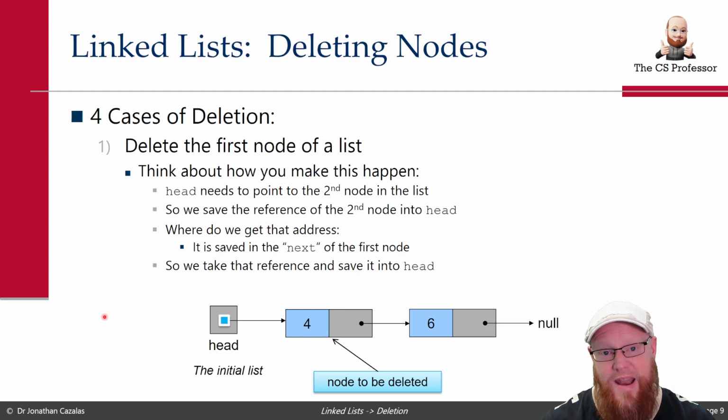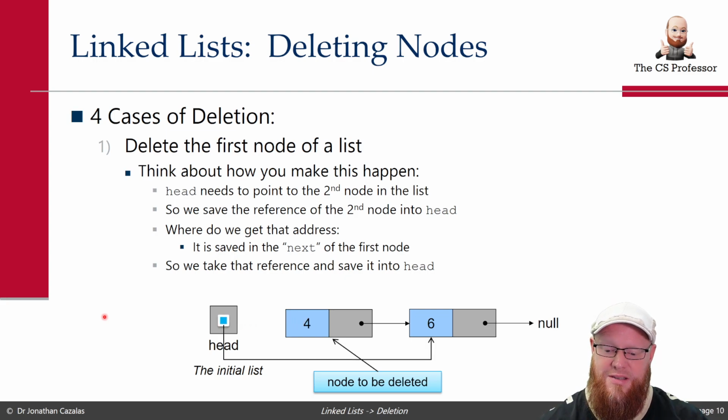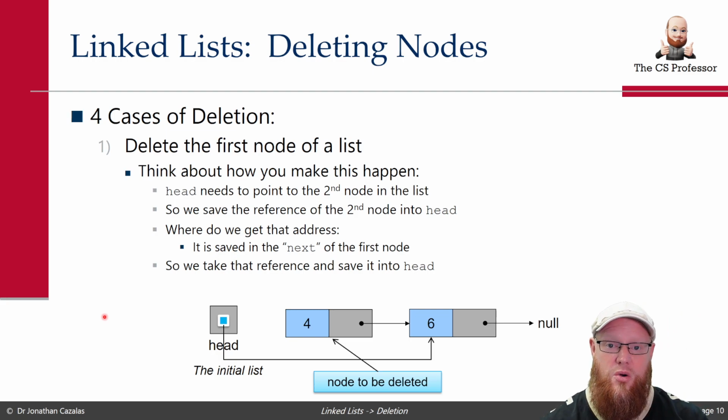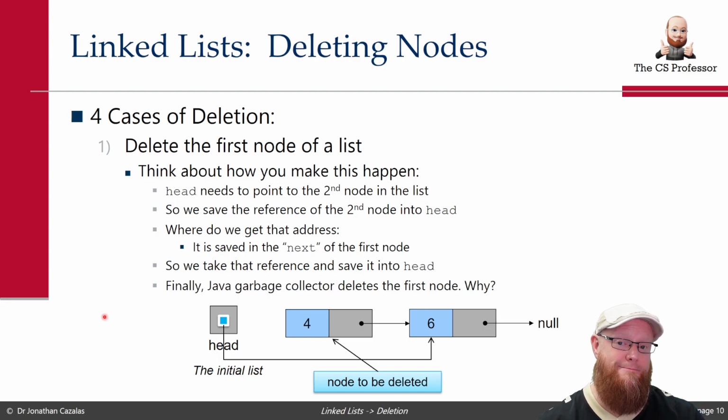And when we save that address into head, I'm going to do it again. I love the animation. We save that address into head. The consequence is head now points directly to that second node, we have bypassed that first node. No one is pointing to that first node, the consequence of which is what?